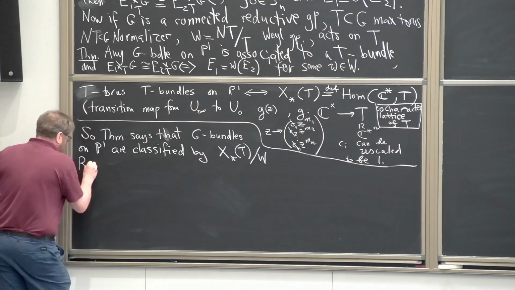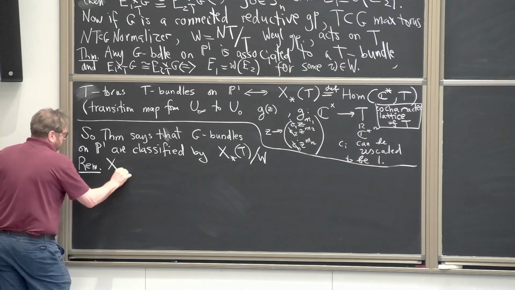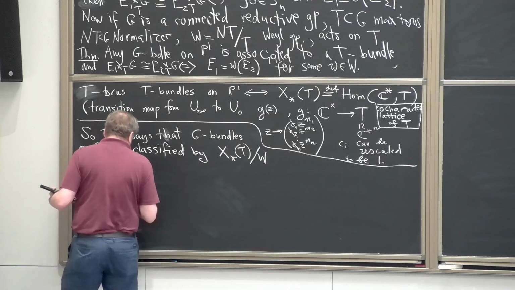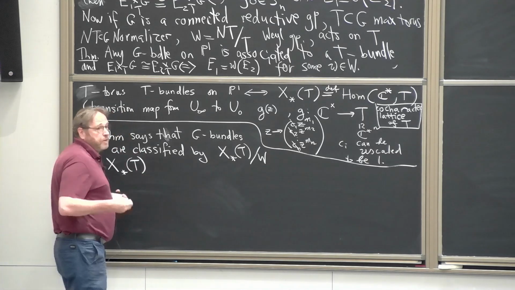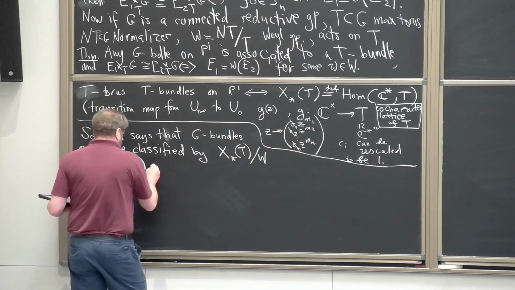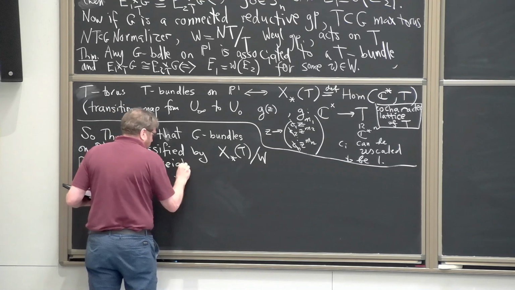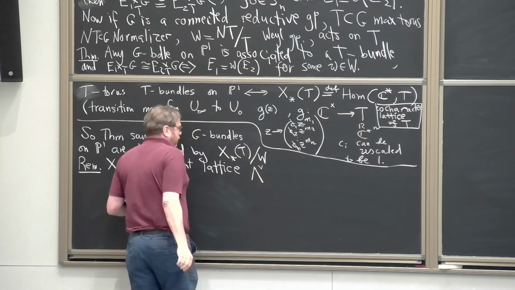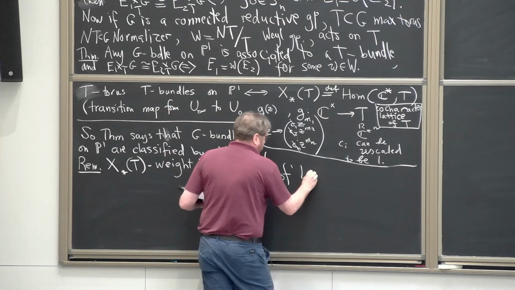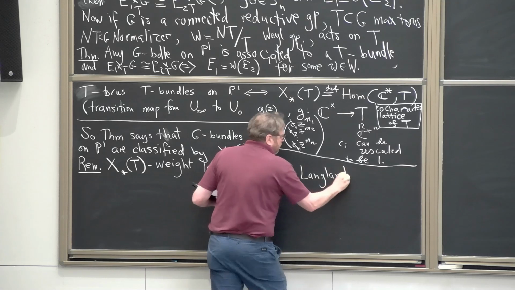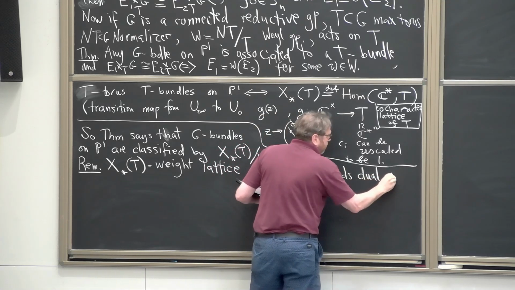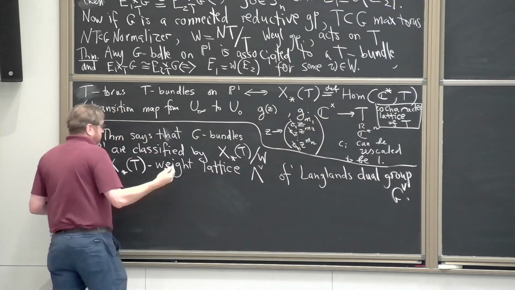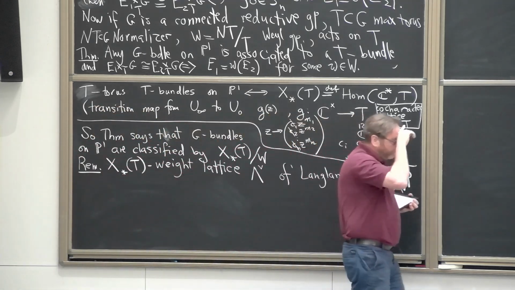But of course, a remark: the co-characters of the maximal torus is the same thing as the characters of the dual torus, which is the same as weights for the dual Langlands dual group. So these are the weight lattice, let me call it lambda check, of the Langlands dual group G check. So a connected reductive group by definition is defined by what is called a root datum.